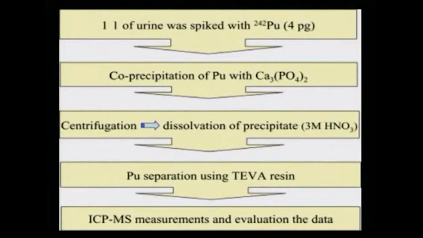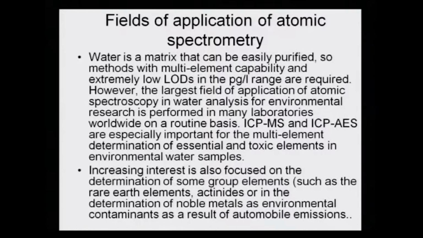So, there are not only such instances where urine samples or sea samples or very complex matrices are used as an analyte, but there are other fields of application of atomic spectrometry. Water is a matrix that can be easily purified. So, methods with multi-element capability and extremely low limits of detection in the picogram per liter range are required. However, the largest field of application of atomic spectroscopy is water analysis from environmental research and is performed in many laboratories worldwide on a routine basis.